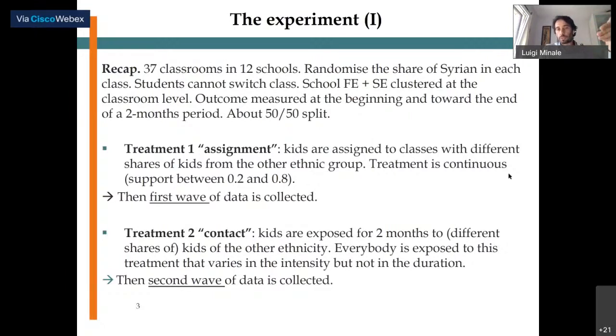And then there is a second treatment, which is the contact. So kids are exposed for 2 months to different shares of kids of the other ethnicity. Okay, so everybody is exposed to this contact treatment. And although this treatment, of course, varies in intensity, because there are different shares of kids you're exposed to, it does not vary in duration. They're all exposed for a period of 2 months. And after these 2 months, you collect the second wave of data.